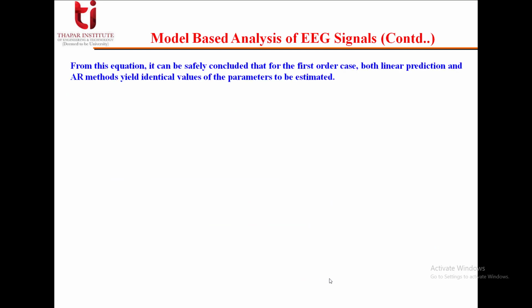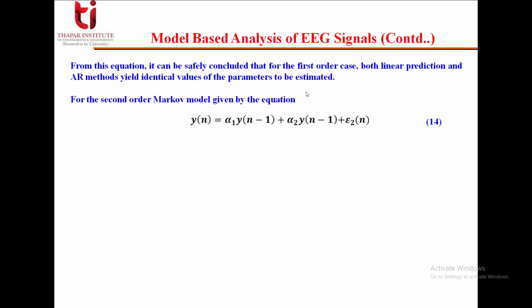So from this equation, it can be safely concluded that for the first order case, both the linear prediction and AR methods yield identical values of the parameters to be estimated. Now let's see another model, that is the second order Markov model. In this we are taking two parameters: alpha 1 y of n minus 1 plus alpha 2 y of n minus 2 plus epsilon 2n.